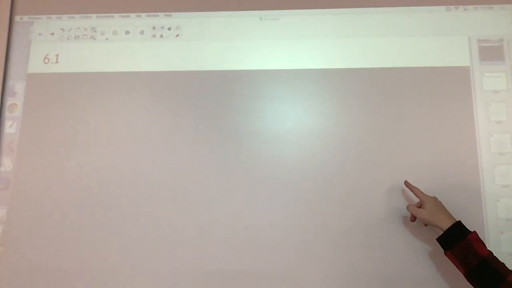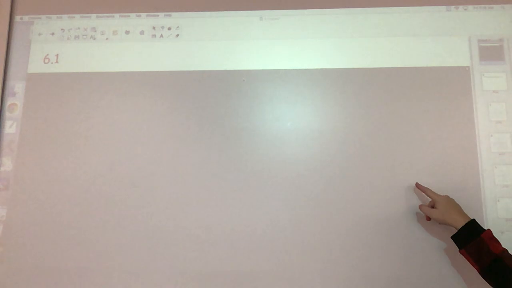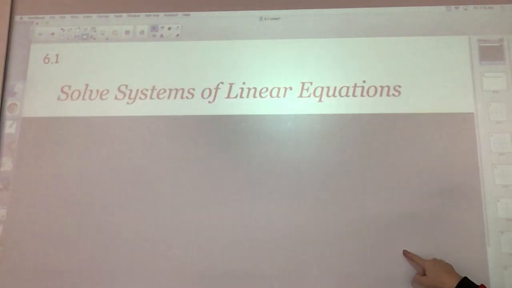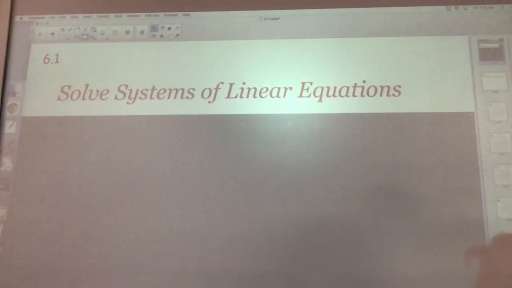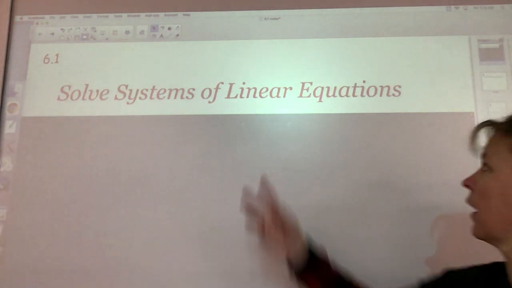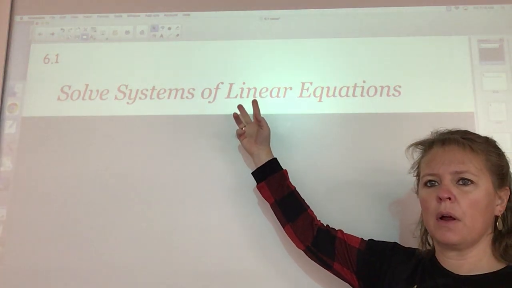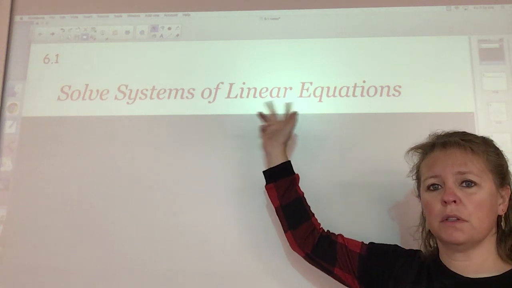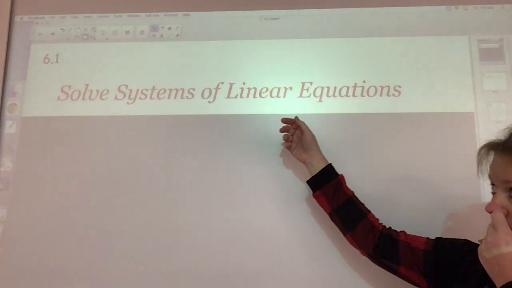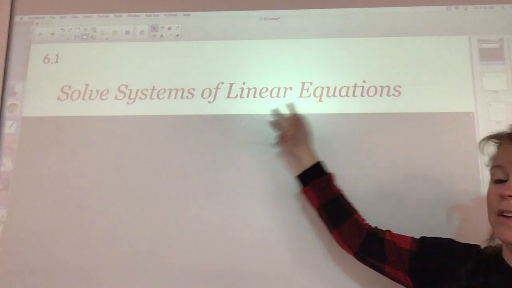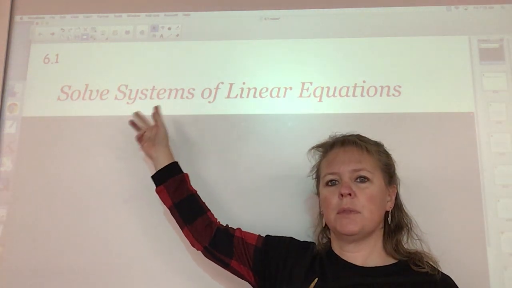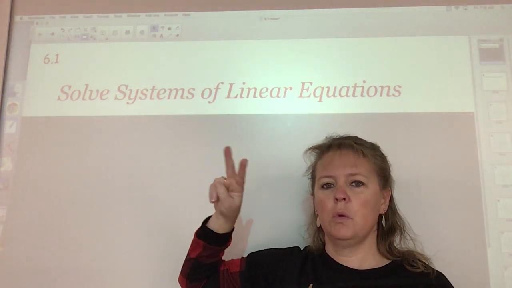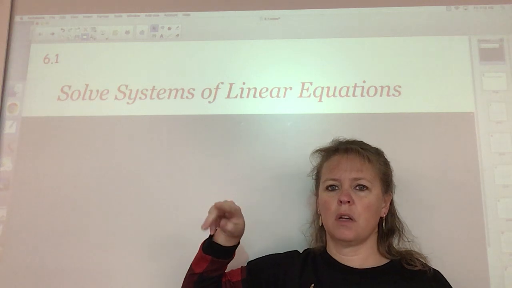Notes for section 6.1. Starting a new chapter, we will be solving systems of linear equations. You might recognize the word linear, that we are going to be working with lines, so expect a lot more y equals mx plus b, which is what we've been working on in previous chapters. The reason why it's called systems is because there are going to be two equations that we're going to try to solve and graph every time.